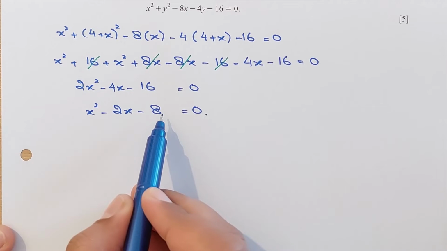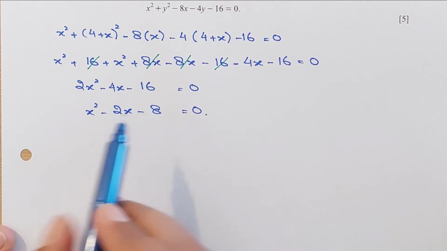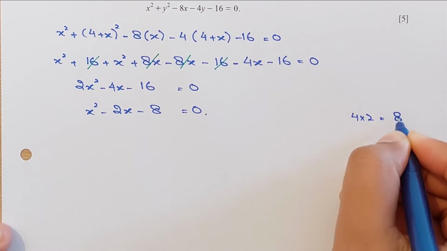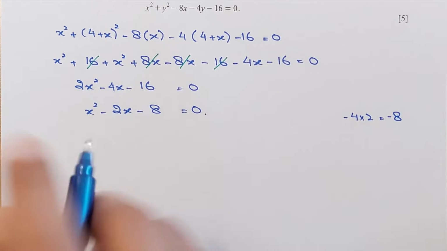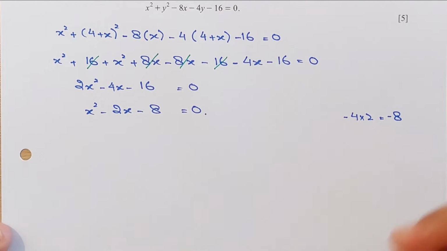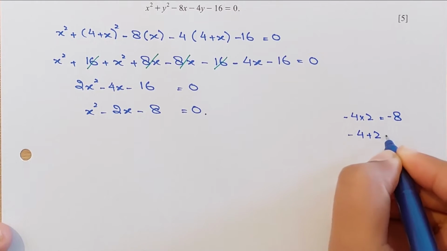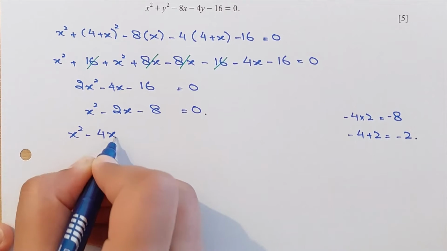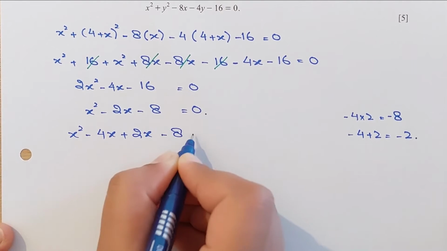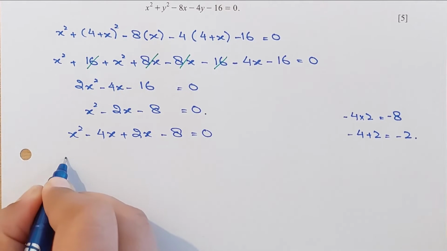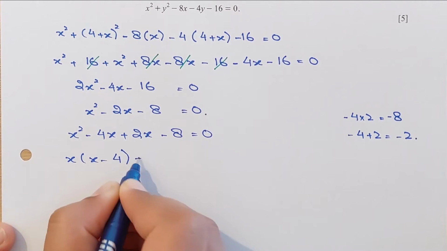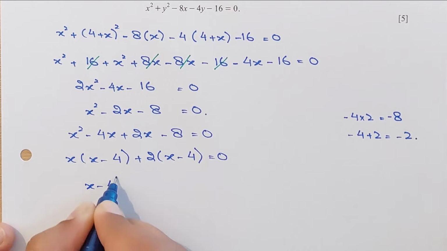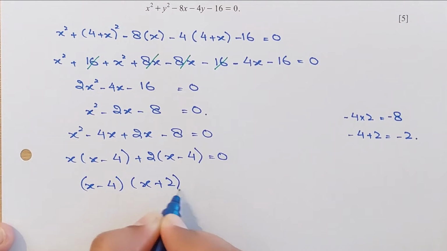Okay, so 1 times 8 is 8. We have to make a factor to get 4 times 2 is 8. Yes, 4 times 2 is equals to 8. We have to make negative. Okay, 1 times minus 8 is minus 8, minus 4 times 2 is minus 8, or minus 4 plus 2 is equals to negative of 2. Right, let me break the middle term. X square minus 4x plus 2x minus 8 equals to 0. Let me take x common: x minus 4 plus 2 is common, x minus 4, this is equals to 0. So we have x minus 4 and x plus 2 is equals to 0.